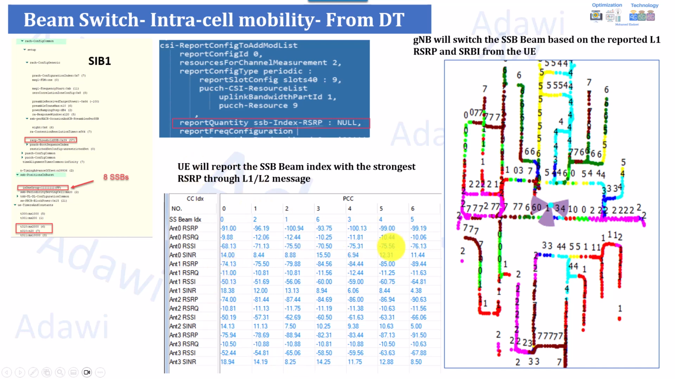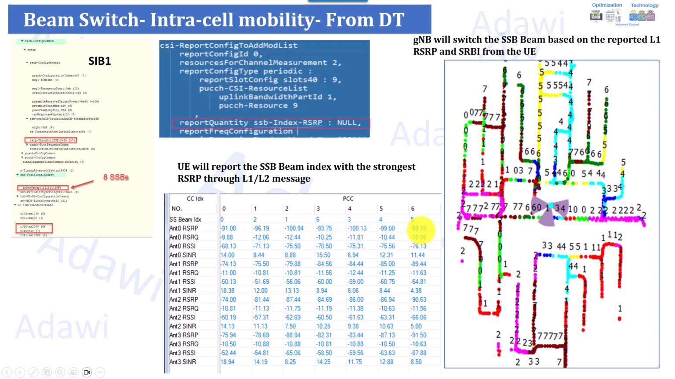As you can see in this example in the middle here, the UE will report the SSB beam index, which is SSBRI, with the strongest RSRP through L1 and L2 messages. This is from the drive test logs. The gNB will be able to see this kind of information, which includes the SSB beam index, for example 0 to 1 and 6, and each of these indexes represents a different beam in the cell. Here each beam has a different coverage, so based on that, the gNB will know which one is the best.